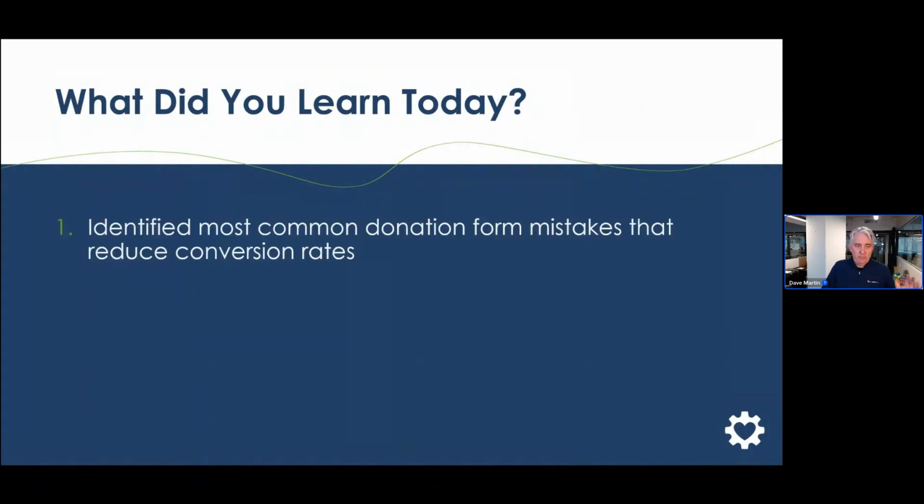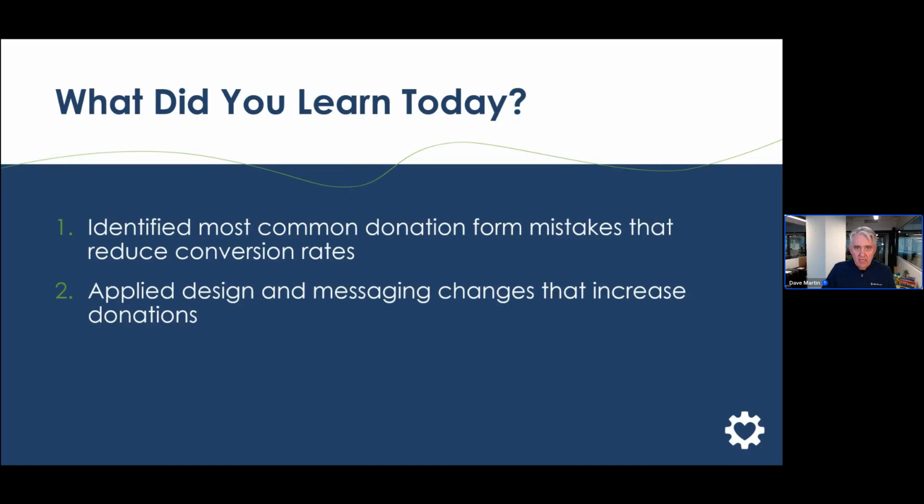What did you guys learn today? We talked about identifying the most common donation form mistakes, right? They're reducing conversion rates where you can generate more revenue. There are some really cool ideas here. Some of them are simple, some of them you knew already, and hopefully some of them are new that you can go and test. And remember, you've got to test one thing at a time. Do A/B testing on your donation form. Look at the design, the copy, the buttons, what words you are using. Look at all the different things that we talked about. Messaging changes to increase those donations and reduce friction.